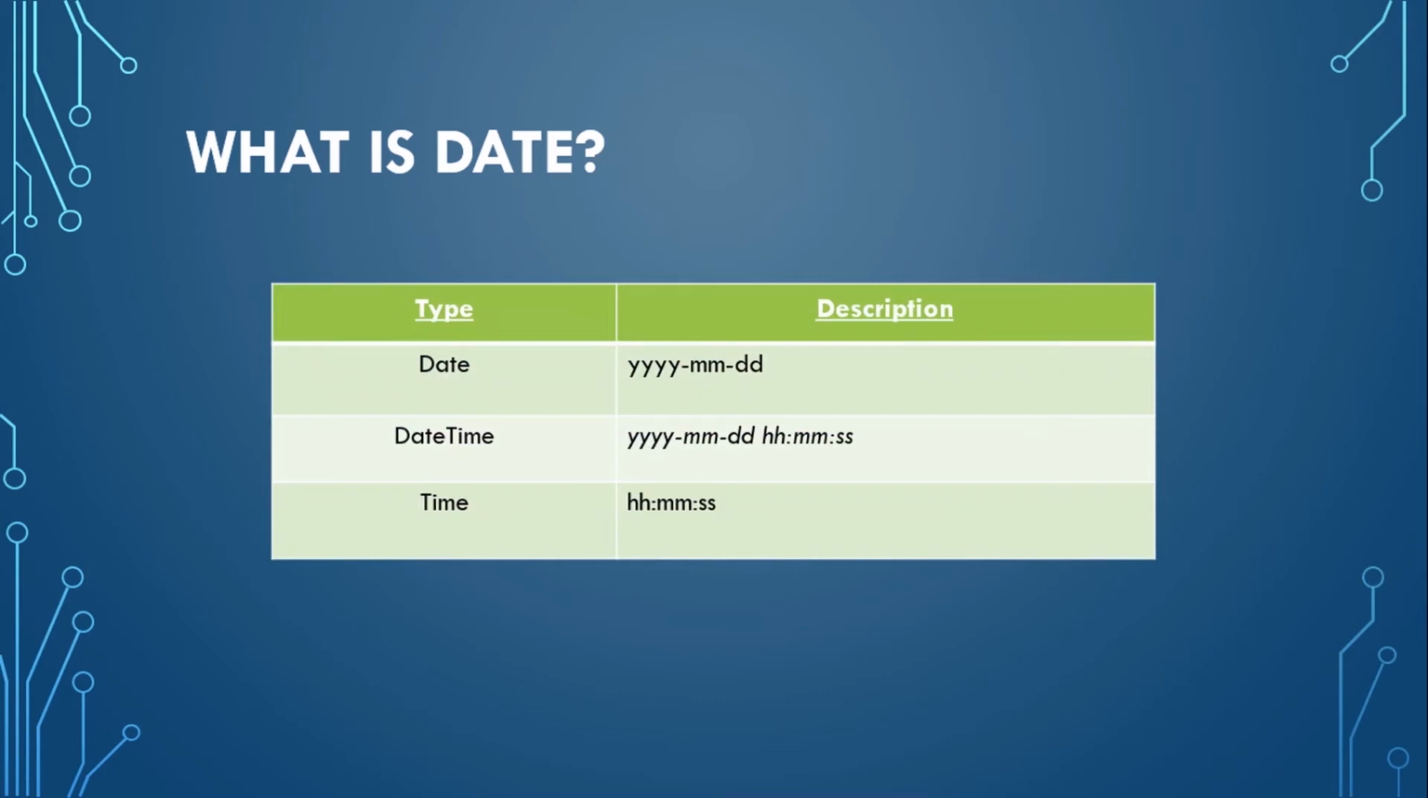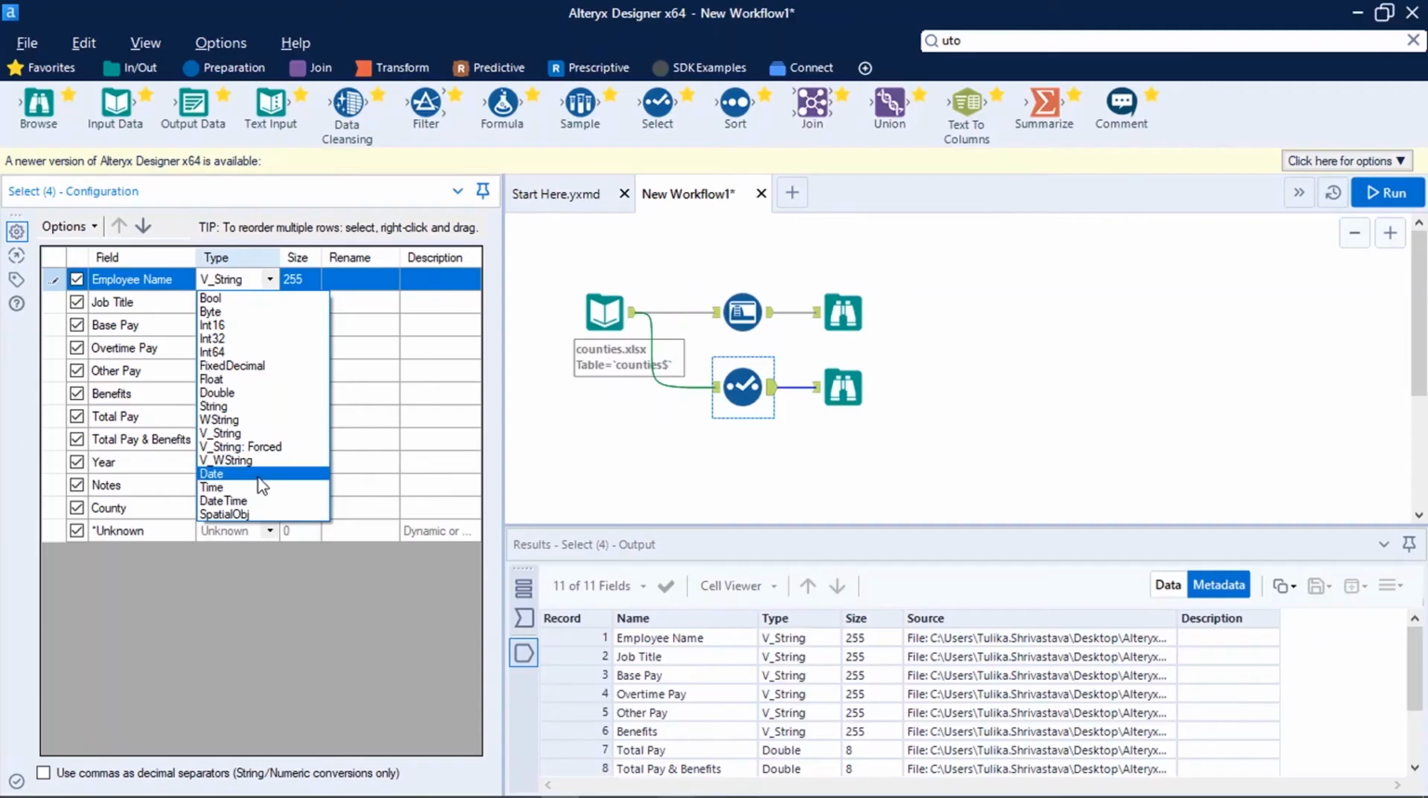Now, what is date? The default format of date in Alteryx is YYYYMMDD. That is year, month number, and date. Another data type is date time, which contains date with time. The third data type is time, which only contains time in the format of hour, minutes, and seconds. Here on the bottom, you can see all these values available, that is date, time, date time.